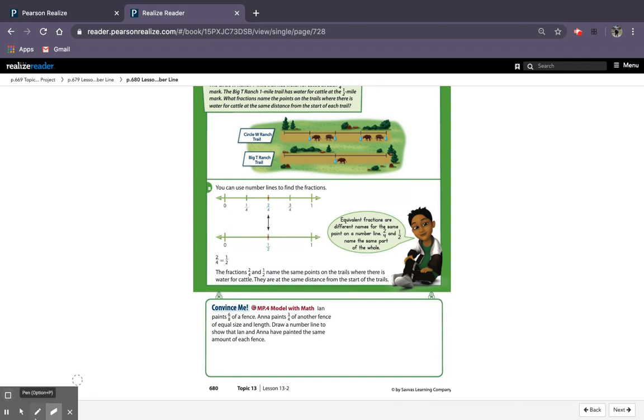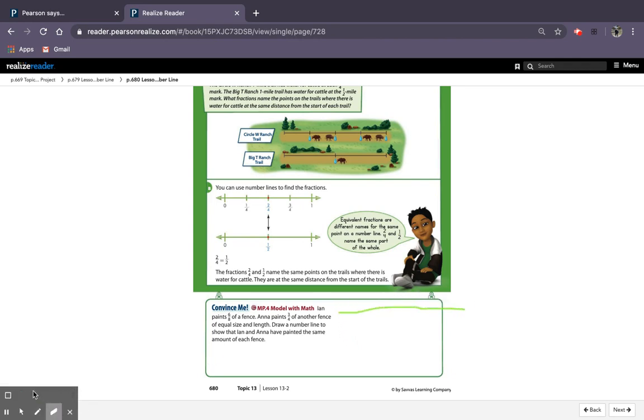We're going to erase today, that's okay. So for the convince me section here, it says model with math. Ian paints 6/8 of a fence. Anna paints 3/4 of another fence of equal size and length. Draw a number line to show that Ian and Anna have painted the same amount of each fence.